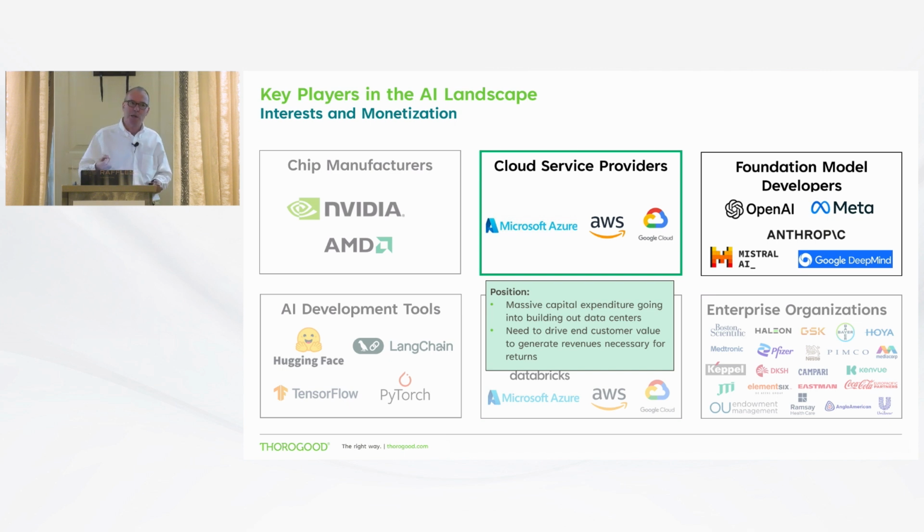So Meta is a big player in this space, not because it's selling cloud space or cloud processing power to us, but it's selling advertising to everybody. So big investments going in.